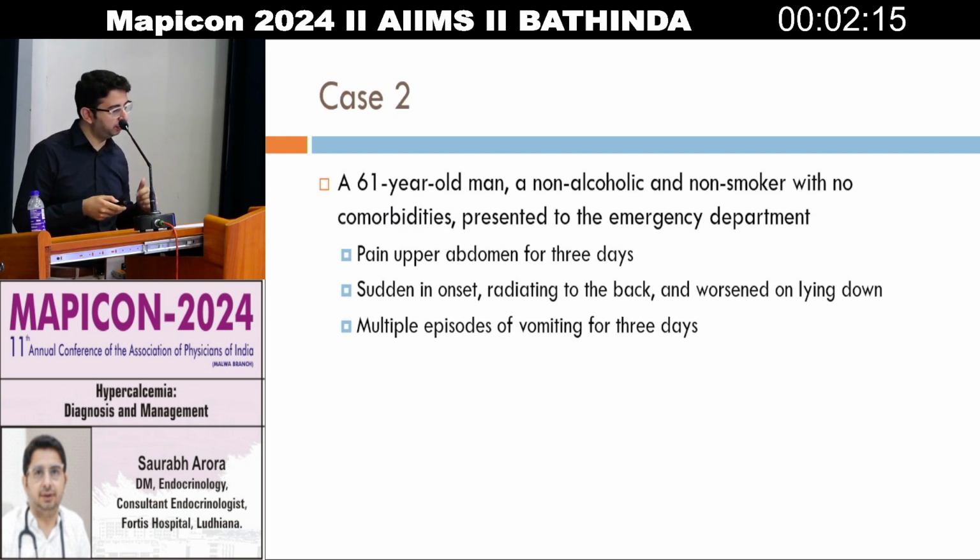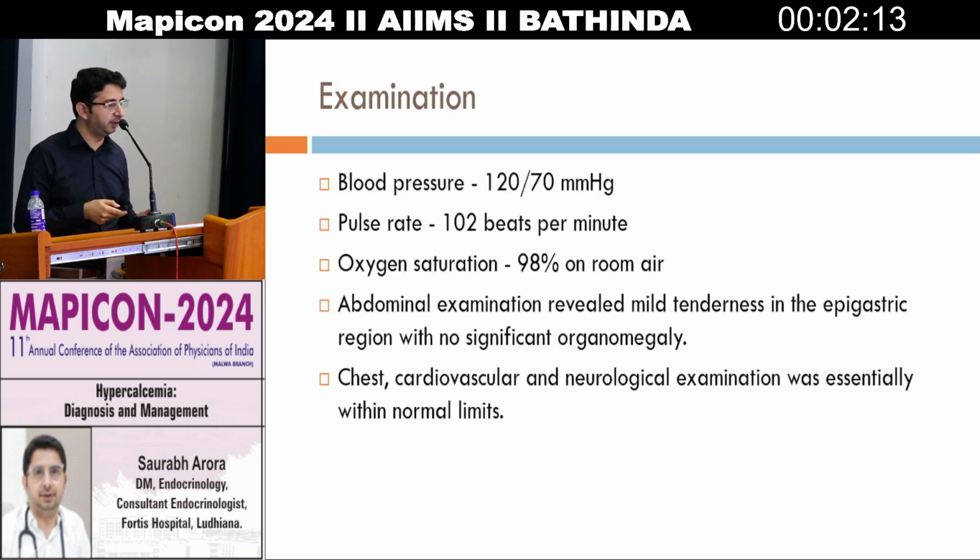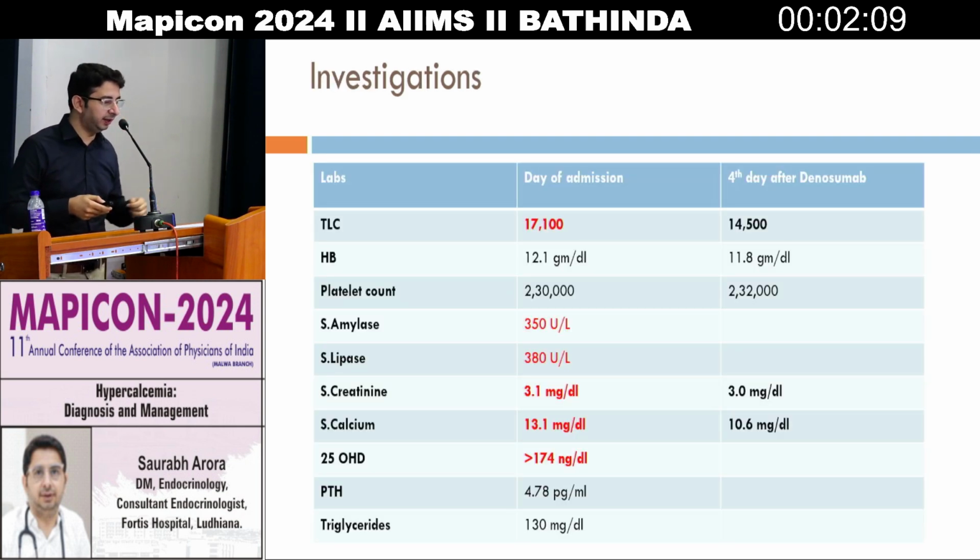A second scenario presented similarly with pain abdomen, vomiting. Examination was almost normal. Again, we did the investigations. PTH was low. It was 4.78, less than 20. It means it was PTH independent hypercalcemia. Vitamin D levels were elevated, more than 174. If vitamin D levels are more than 150, it is considered vitamin D intoxication. And creatinine level was 3.1. So the diagnosis was vitamin D toxicity with hypercalcemia with acute pancreatitis.